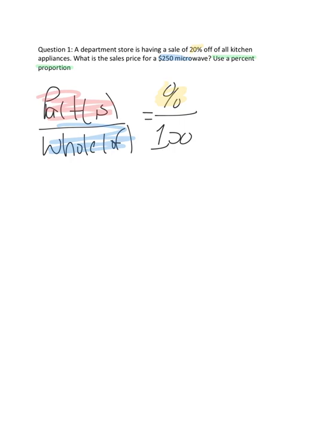So if we're writing our percent proportion, we're trying to find the part, X, over the whole, which in this case is 250, equals our percentage, 20 over 100. So we have our percent proportion.